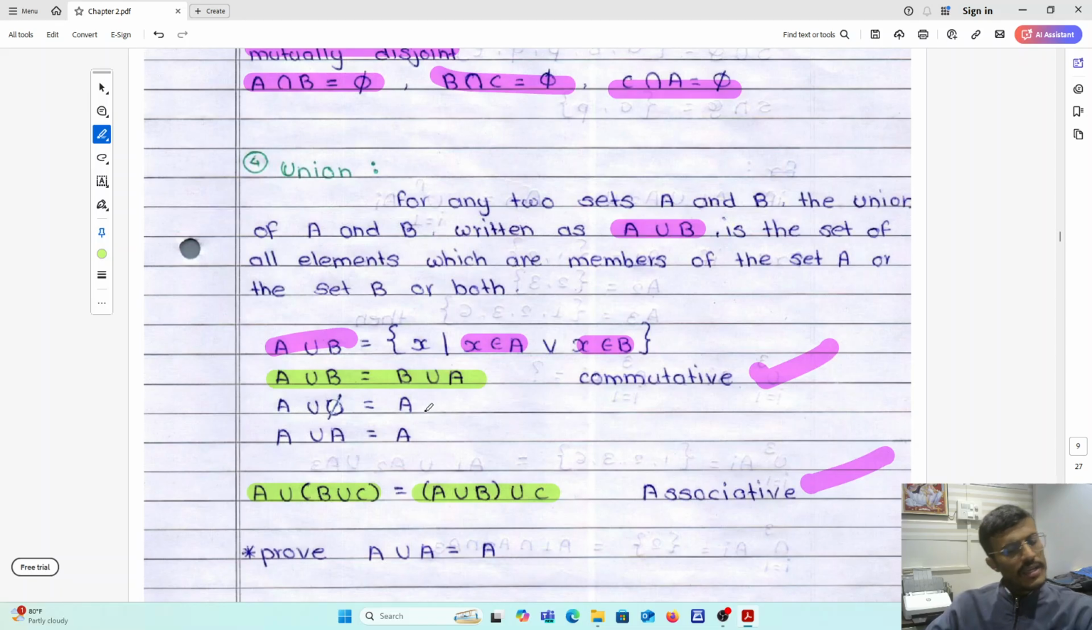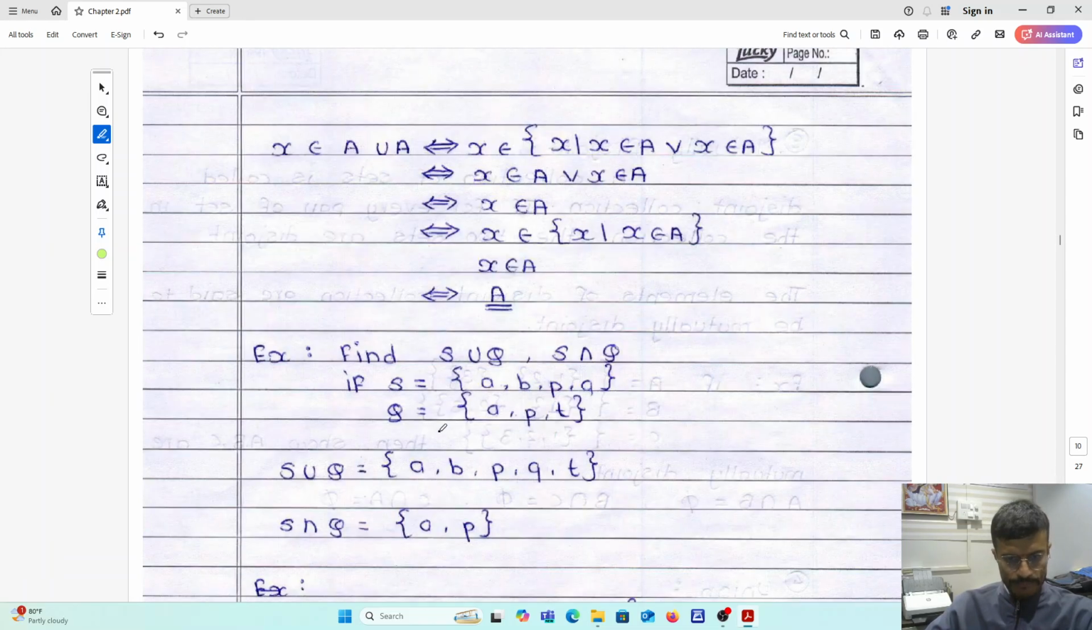A union phi is equal to A. A union A, that is the identity, is equal to A. Fine, so that is the identity we have proved over here. You can go through this also. Very simple, this one.